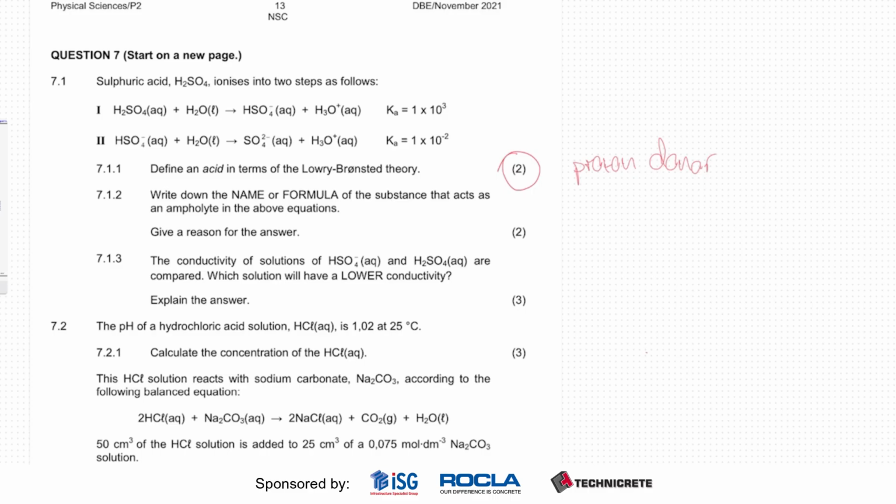So an example of such in the above equations is the hydrogen sulfate ion, or HSO4 minus.